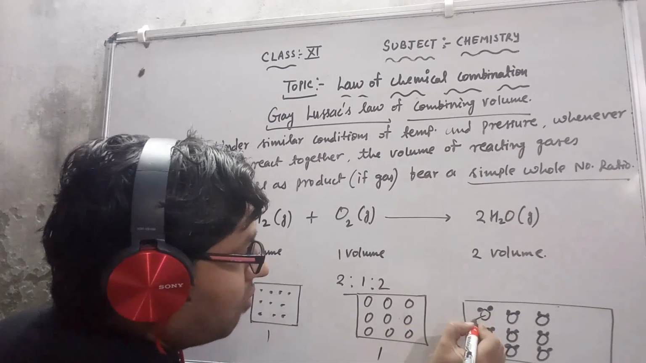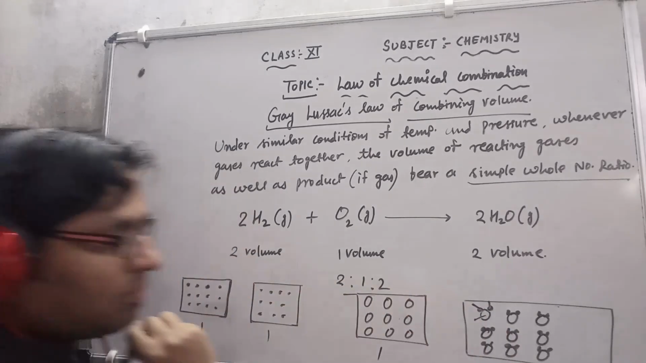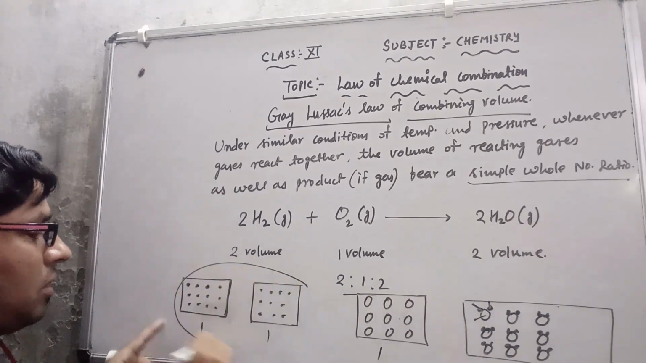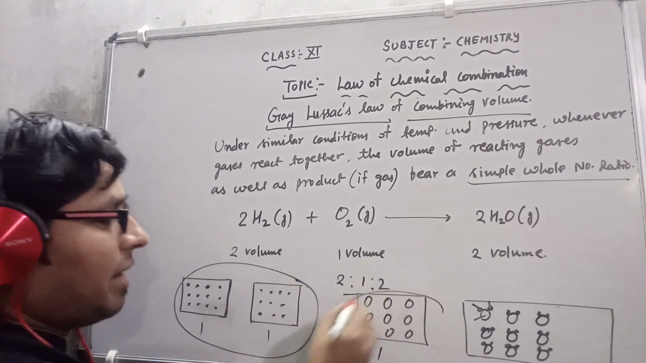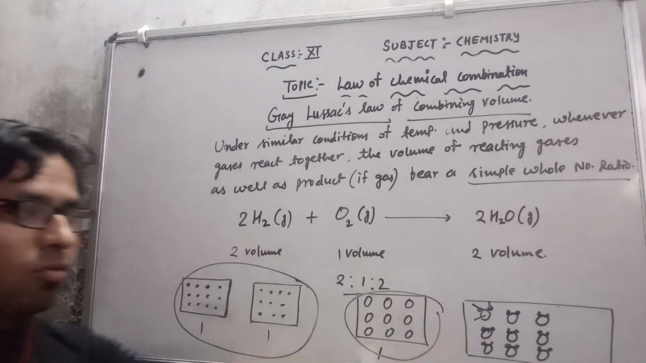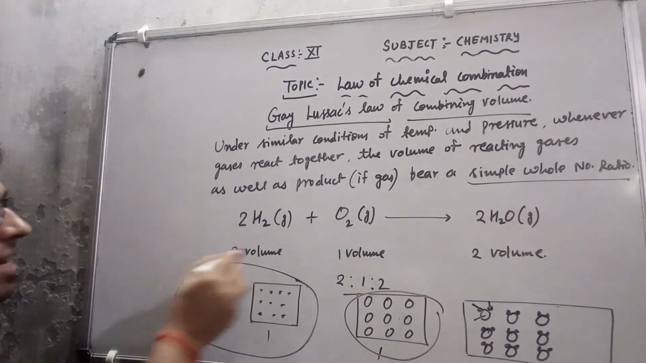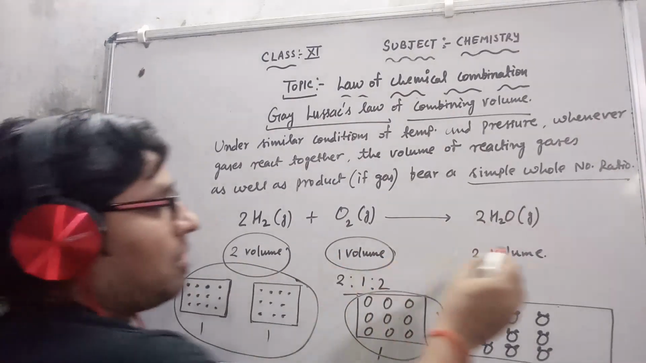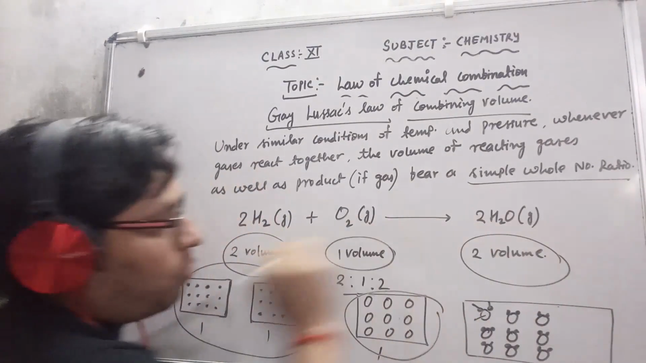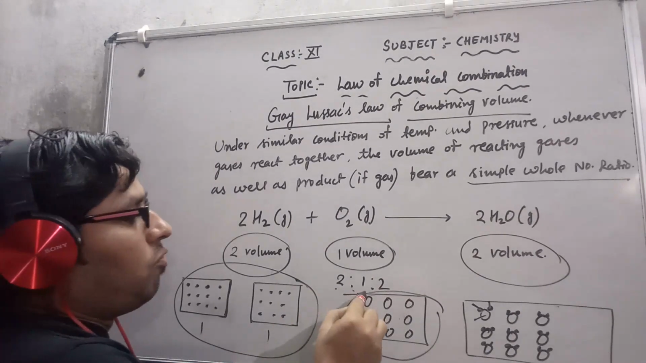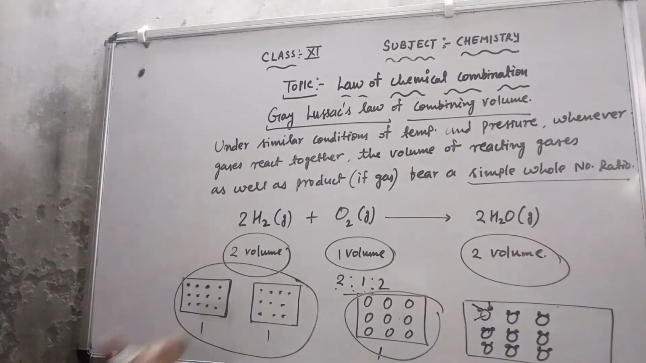So this is 1 volume, this is 1, that is total 2 volume, because that indicates the 2 volume, this indicates the 1 volume. So whenever they combine, we are getting the 2 volumes. So simply we can say that 2 volume of hydrogen combined with 1 volume of oxygen will give us 2 volume of water vapor. That means the simple whole ratio is coming 2:1:2. So that indicates the Gay-Lussac's law of combining volumes.